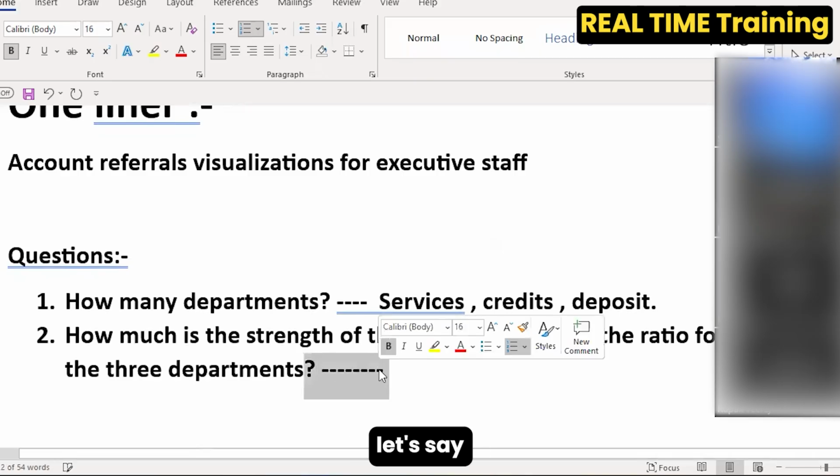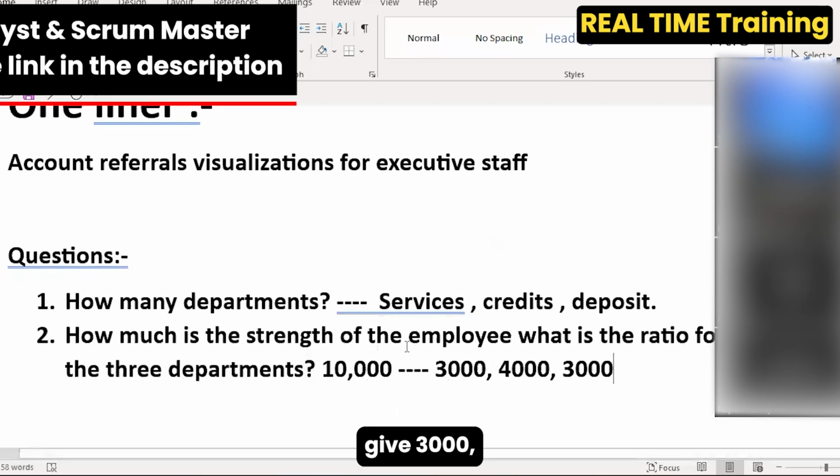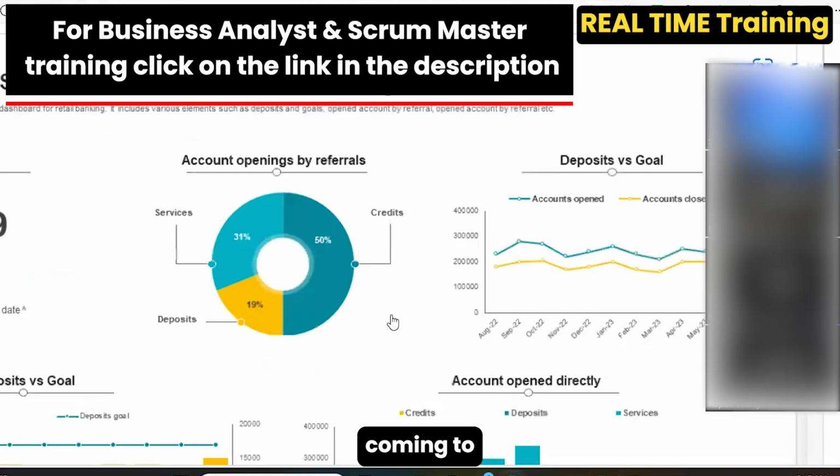They'll give a number. So let's say they are giving something like 10,000 and then let's say three departments. Yeah, that's a good question. 3,000, 4,000. Just for simplicity's sake, we'll just keep 3,000, 4,000 and 3,000, right? This is a good question. Next, what else is coming to your mind?